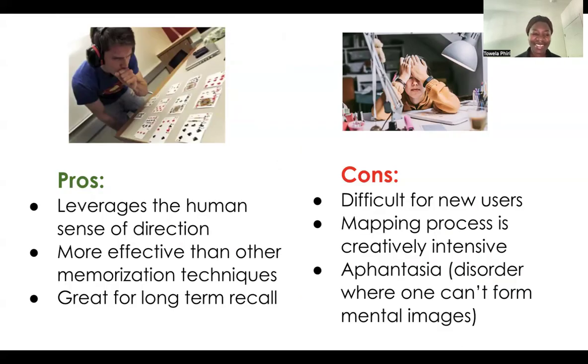So what are the pros and cons of the memory palace technique? Some of the pros is that it leverages the human sense of direction, and it's a lot more effective than other memorization techniques. And it's especially really good for long-term recall, as you'll see later on. However, it has its shortcomings with how difficult it is to use for new users. And it's because the mapping process is very creatively intense because you have to make an association for each item you're trying to remember. And there's actually a condition called aphantasia. It's a disorder where someone can't form mental images in their head. And we actually spoke to someone at the poster fair who has aphantasia.